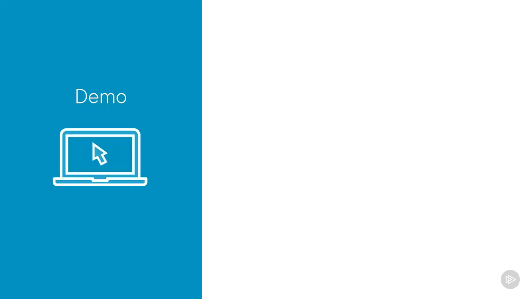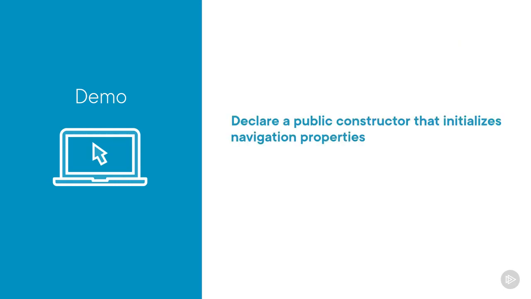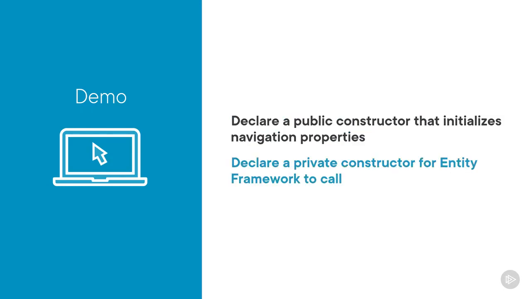Navigation properties are often non-nullable references. Carlos prefers to represent those correctly in the code so that the compiler can check that they've been initialized. To do that, he will first declare a public constructor that initializes navigation properties. Entity Framework won't be able to use this constructor, so he will also declare a private constructor that it can call. This strategy documents the requirements for his development team and for the compiler, while also allowing Entity Framework to use the database to enforce those constraints.